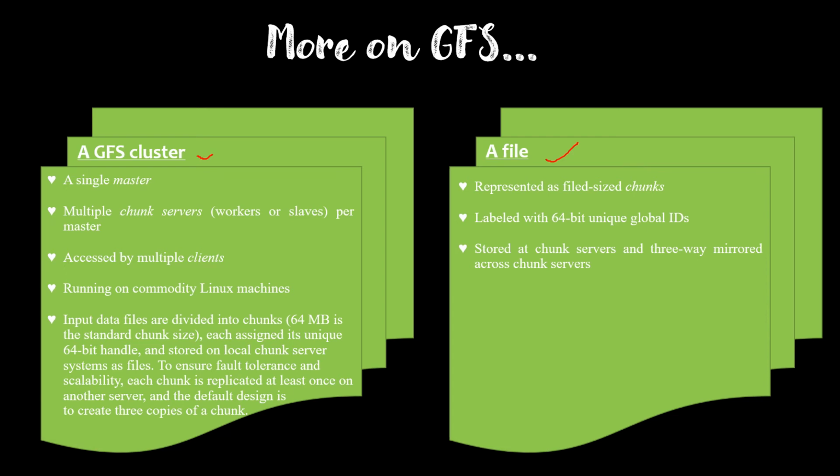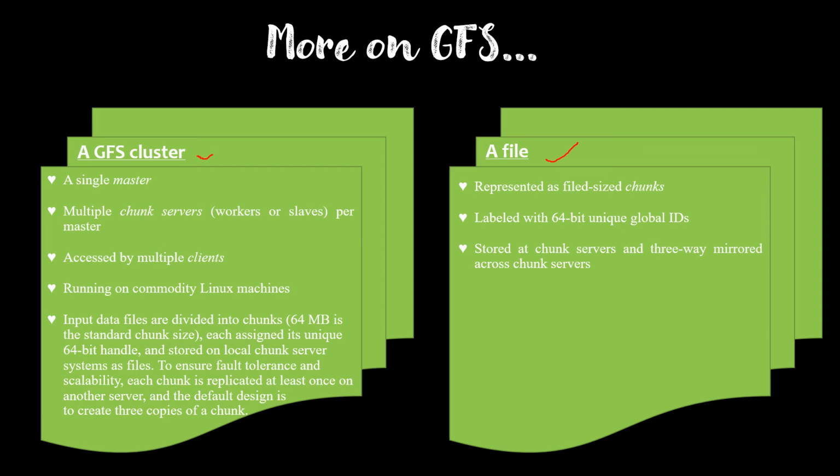The input data files are divided into chunks. 64 megabytes is the standard chunk size. Each chunk is assigned a unique 64-bit handle and stored on the local chunk server system as files. To ensure fault tolerance and scalability, each chunk is replicated at least once on another server, and the default design is to create 3 copies of a chunk. So this is the default setting.